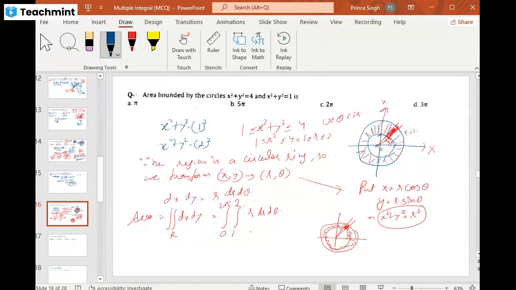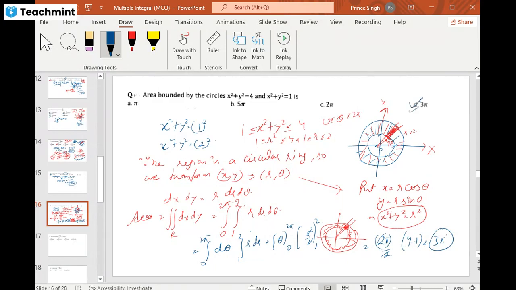I told you, in case of a double integral, if the limit of integration is constant, we can separate it as a product of two integrals. So the outer limit is the limit of theta, and the inner limit is the limit of r. The integral of d theta is theta with the limit 0 to 2 pi. The integral of r is r square by 2 with the limit 1 to 2. So on solving this, we get 2 pi, and here it is upon 2 common, 2 square 4 minus 1. So the answer will be equal to 3 pi. The correct answer is option D only.